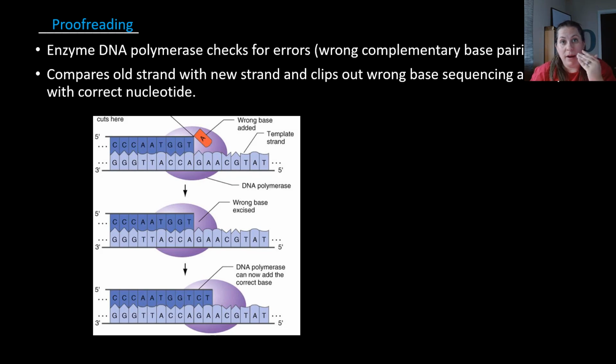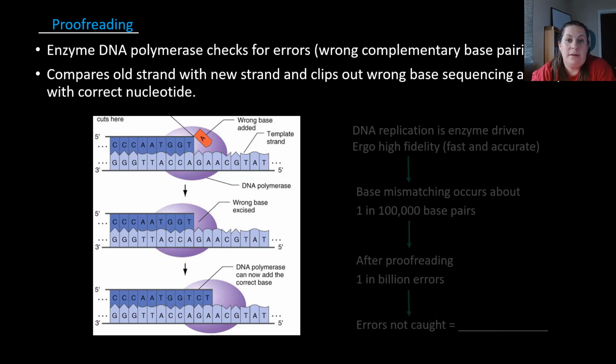Remember, A always should pair with T and G should always pair with C. But if something is wrong, we want to fix it. Okay, we want to correct the problem. And this is where the proofreading comes into play. And so most of the time we're going to correct our mistakes if they are present.